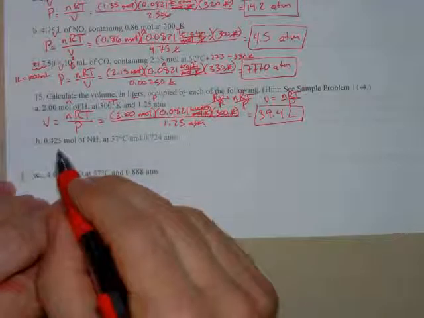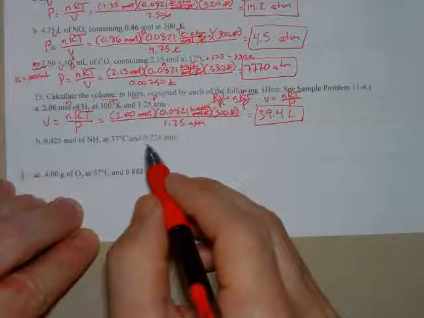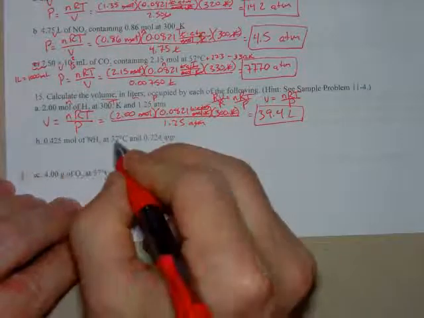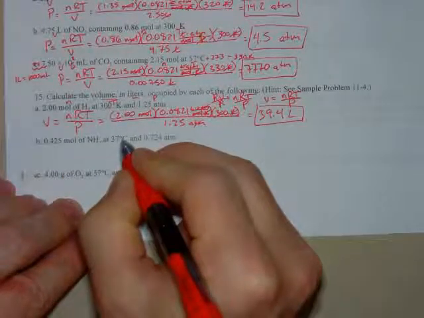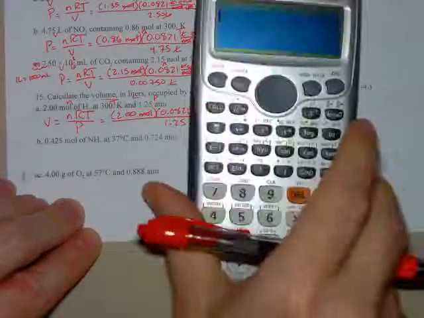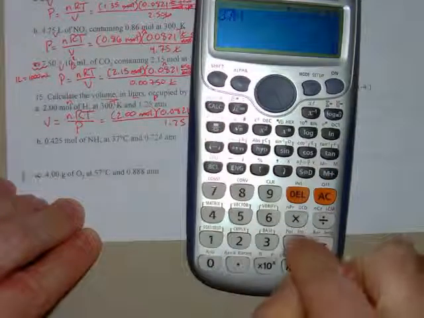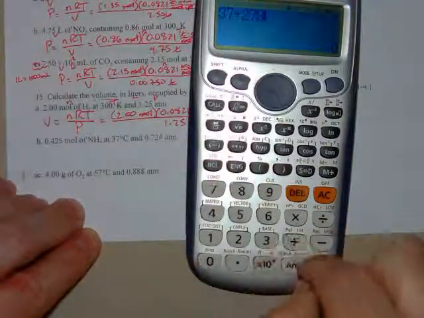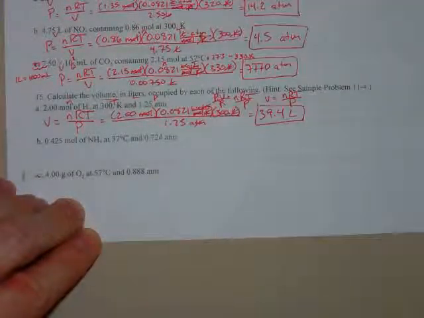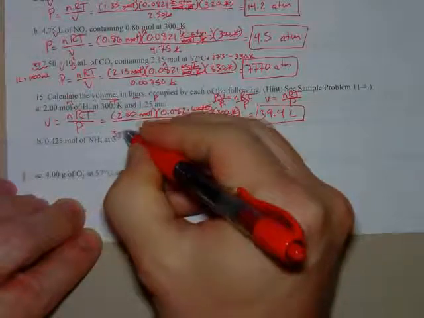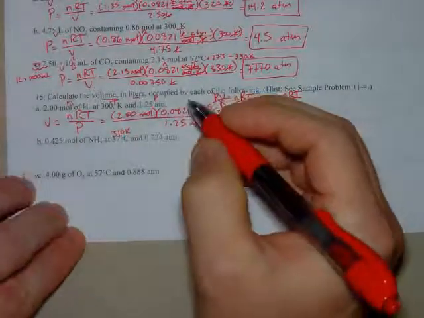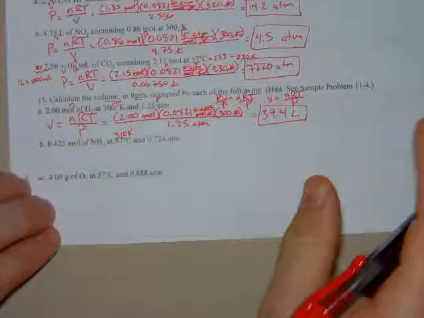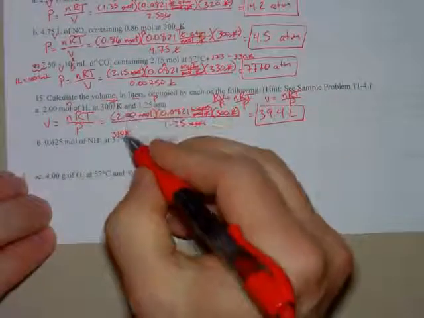Next up, B, we have these set of quantities to use. Notice that I'm given degrees Celsius. I need to turn this into kelvins. So let's just do that real quick. Plus 273, 310. This is actually 310 K. Okay, and this will have 3 sig figs.